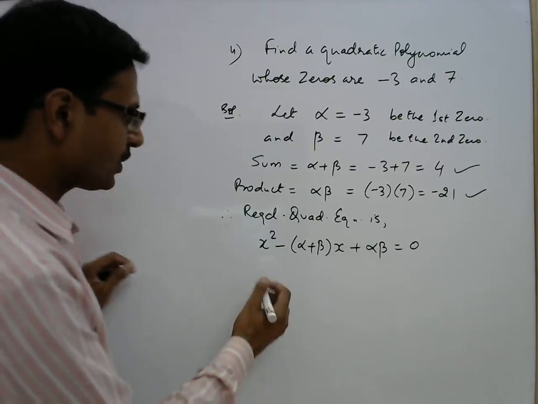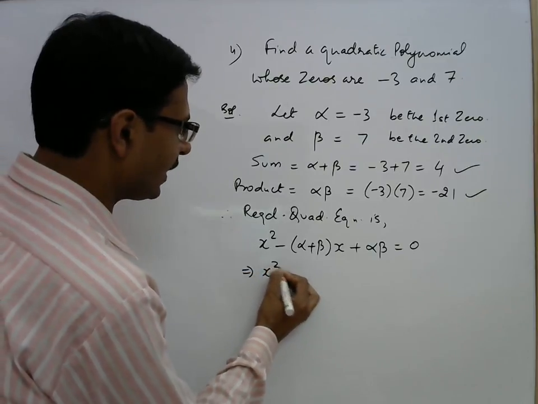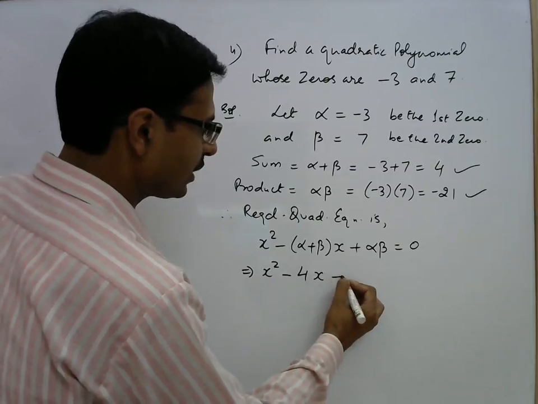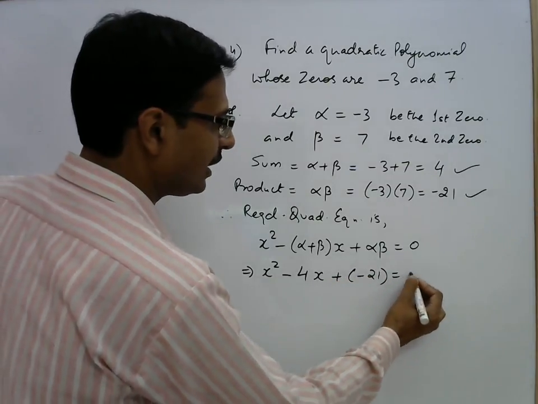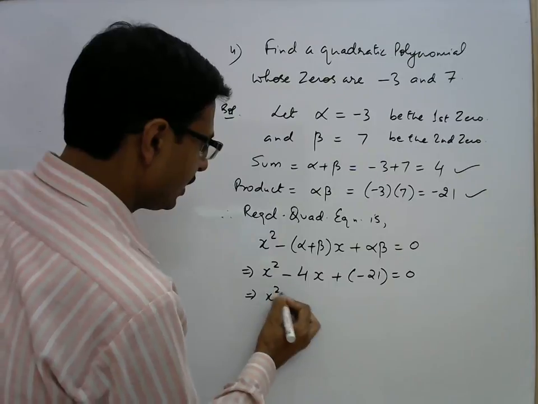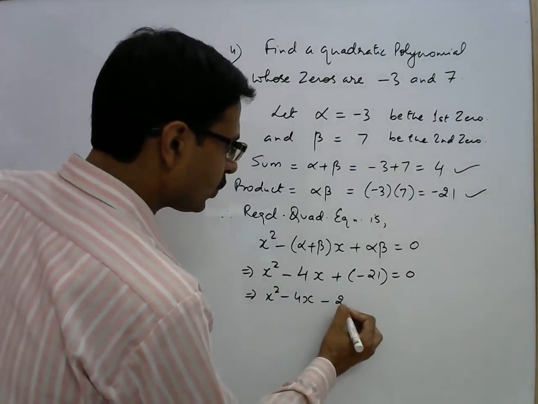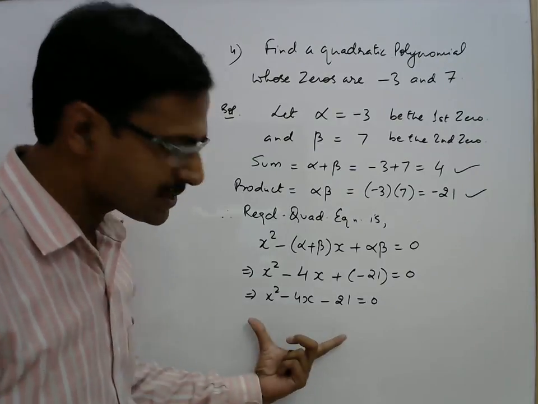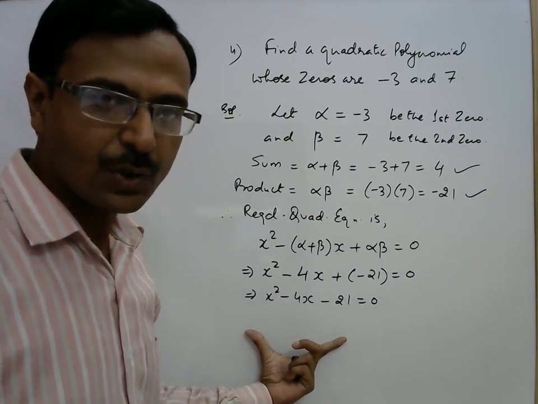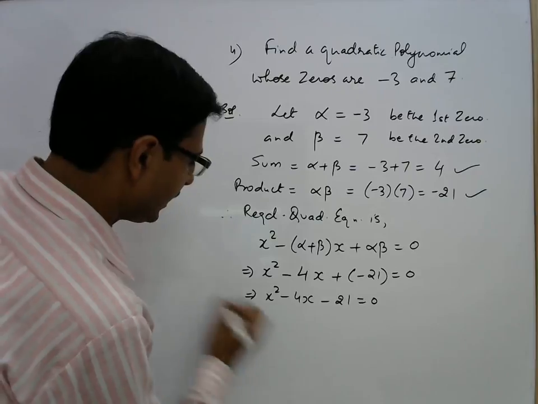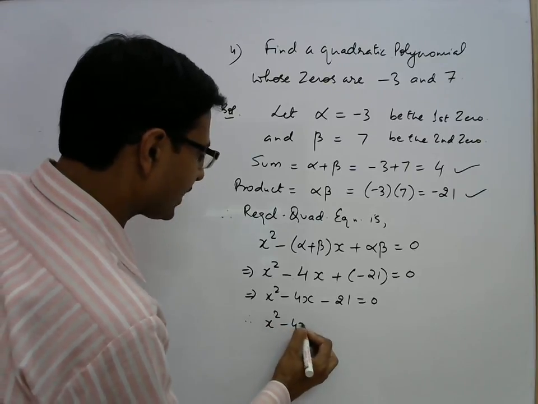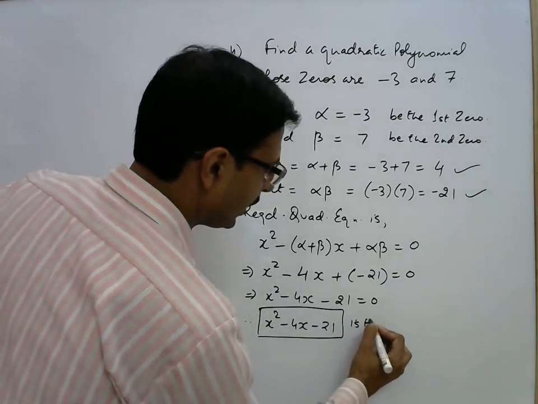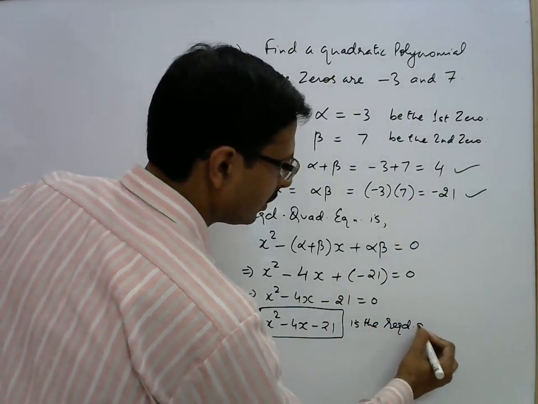So just substitute the values now. That implies x square minus sum. What is sum? 4x plus product. Product is -21 equal to 0. So the required quadratic equation is this. This is the equation, and just remove 0 because it does not contain any fractions or decimals. So therefore x square minus 4x minus 21. This is the required quadratic polynomial.